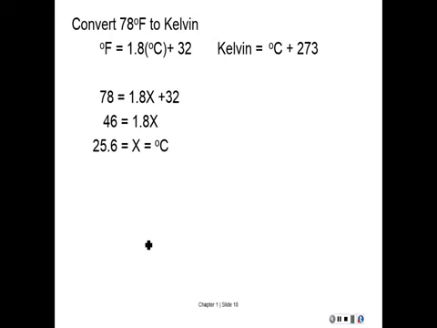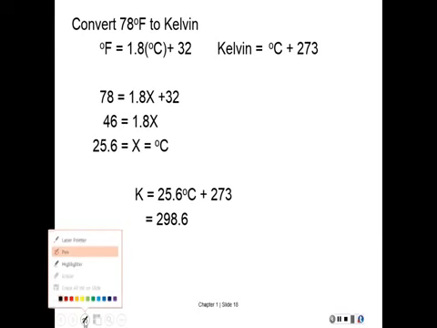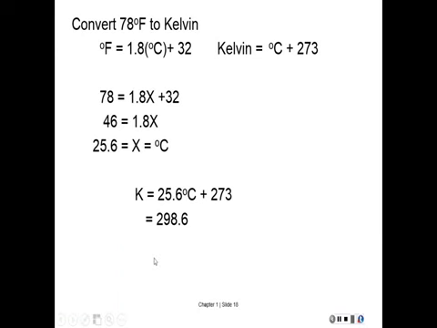Now I'm going to go over and put my 25.6 in for my centigrade, my Kelvin formula. And I just have to add them together, and I get 298.6 Kelvin for my answer. So that's pretty straightforward. And I'm going to just get back to my arrow. Okay, here we go.